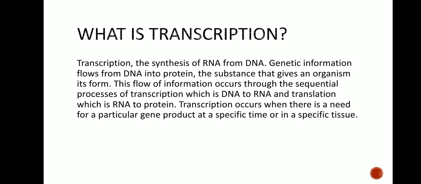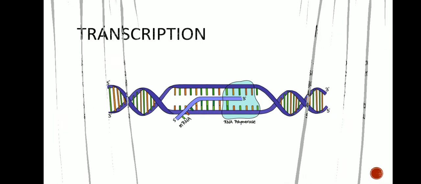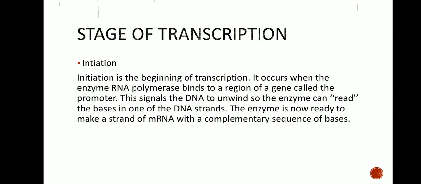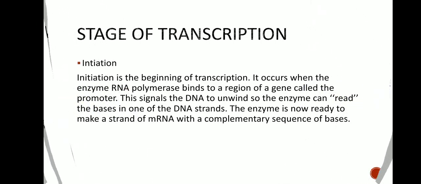Meaning to say, it is the process by which the information in a strand of DNA is copied into a new molecule of messenger RNA. Transcription occurs in three steps, which are initiation, elongation, and termination. Let's go to the first one, which is the initiation.